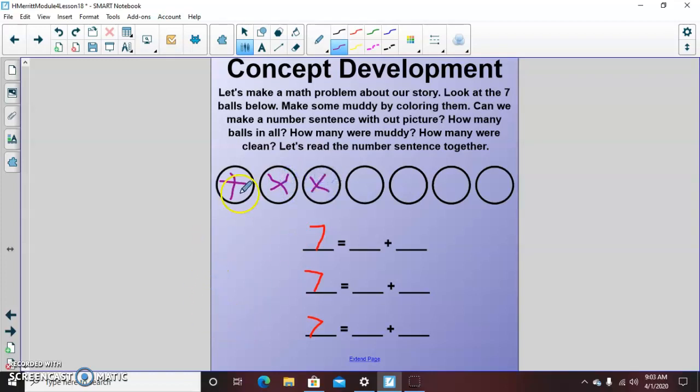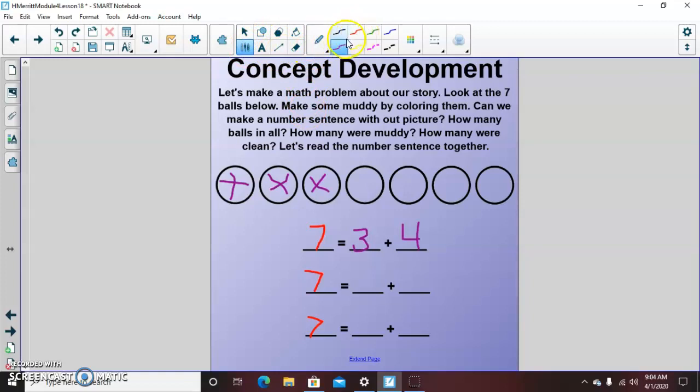Okay? So how many are muddy? 3. So 7 equals 3 plus, and how many aren't muddy? 1, 2, 3, 4. Very good. Now we always check our work, so put up 3 fingers on one hand, put up 4 fingers on the other hand, and let's count. 1, 2, 3, 4, 5, 6, 7. Very good.